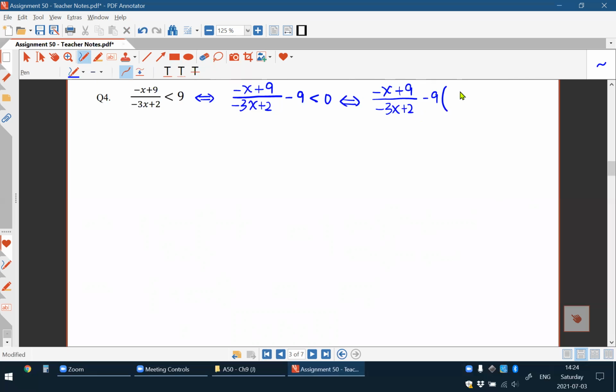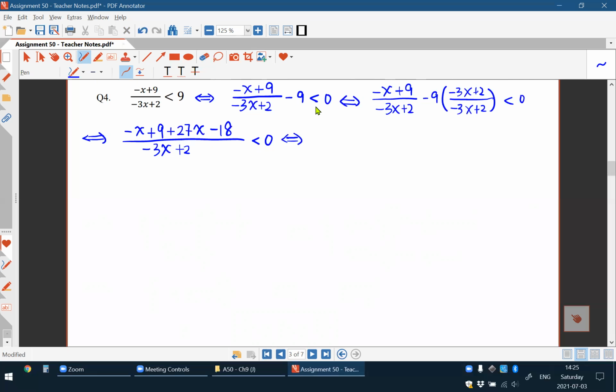We rewrite the expression using the common denominator. Okay, and this is equivalent to the numerator being minus x plus 9, minus 9 times minus 3x gives us 27x, and minus 9 times 2 gives us minus 18, over minus 3x plus 2. Should be less than 0, right?